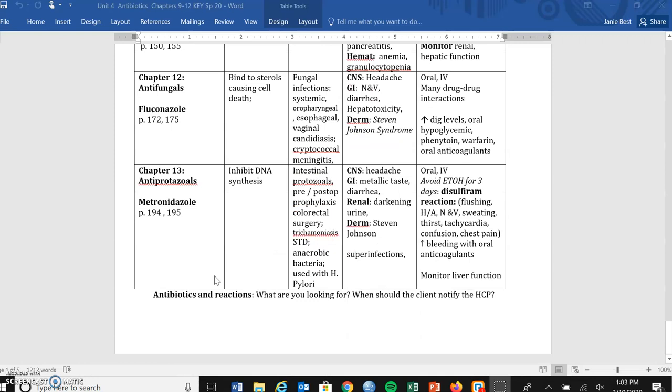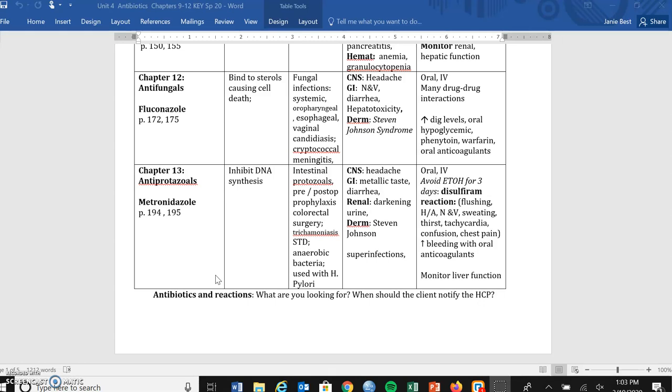Finally, metronidazole. It is used for protozoal infections. It is used pre-op and post-op for prophylaxis in colorectal surgery, but particularly is used in combination with antibiotics to treat H. pylori ulcers. So remember that use with H. pylori as one of the combination drugs.